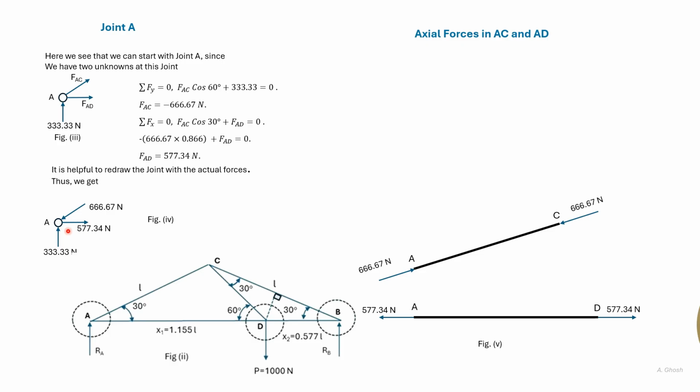Similarly, this force is due to the member AD on the joint. The joint will act with an equal and opposite force at A. So AD being in equilibrium, there will be an equal force here, which means AD is in tension.